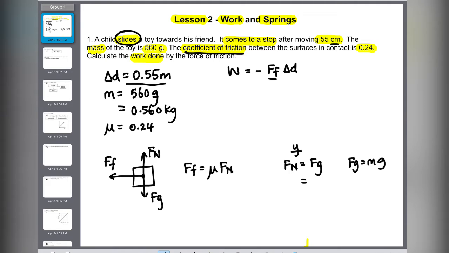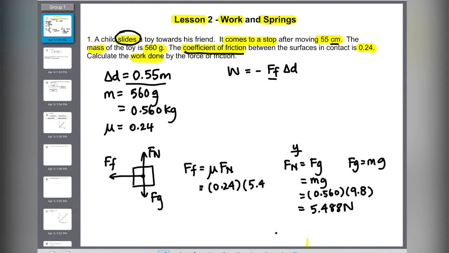So I'm going to have to do multiple steps to be able to find my force of friction. So m times g, the mass is 0.560 times the g, which is 9.8. So 0.56 times 9.8, 5.488 newtons. Okay, that is my normal force. So now that I got my normal force, I'm going to put it into this friction equation. So mu is 0.24 multiplied by the normal force that we just found, 5.488. So I'm going to times it by 0.24.